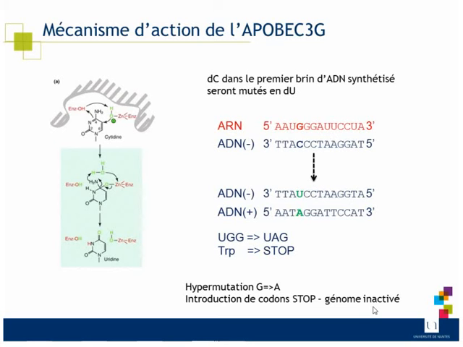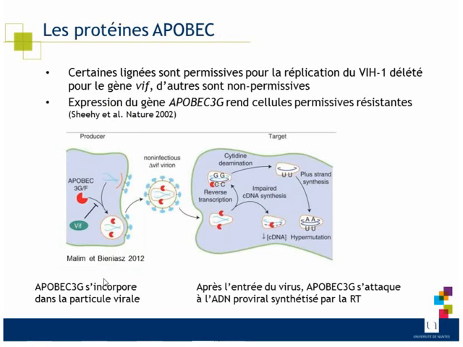So APOBEC 3G, like TRIM5 alpha, is polymorphic in primates. And so some simian APOBEC 3G is much more active against HIV than human APOBEC 3G. Right? So if you mutate human APOBEC 3G, it can become much more effective. So why does that occur? Well, it's because simian APOBEC 3G is not bound by HIV VIF.